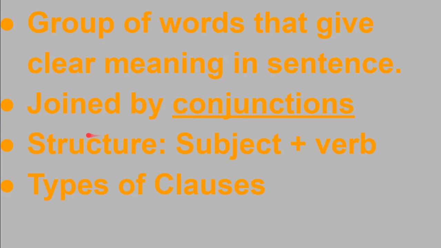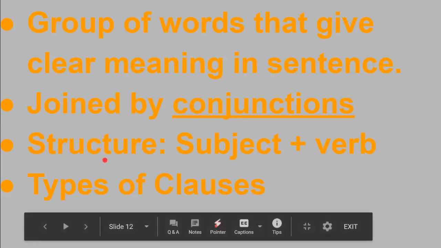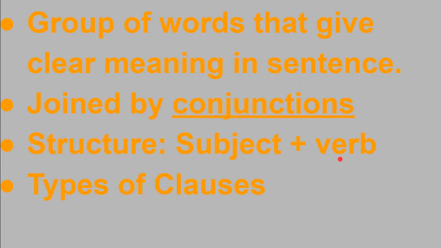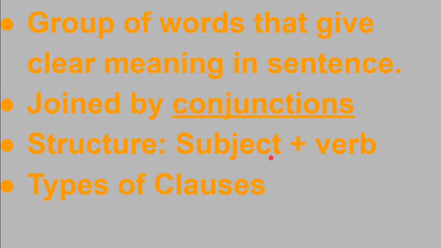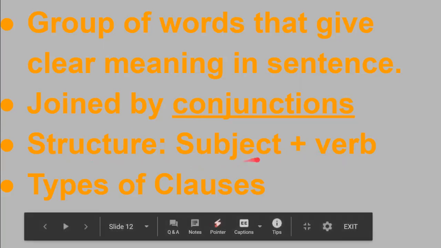So the third point is about structure. What is the structure of the clause? The structure of the clause is subject plus verb. It's a very simple structure, students. And the structure says that subject and verb must be present in a clause, only then it will be a clause. Otherwise, we cannot say that it is a clause. And I've explained to you earlier also that the subject is a noun or a pronoun.